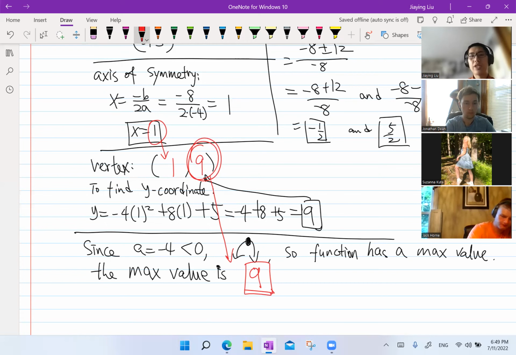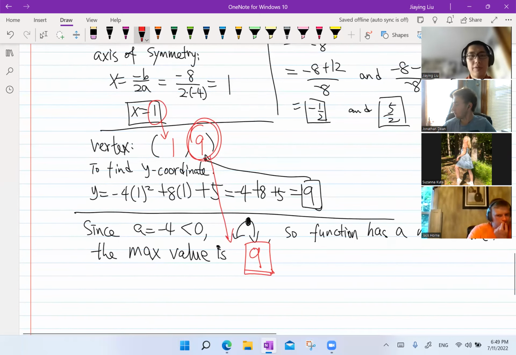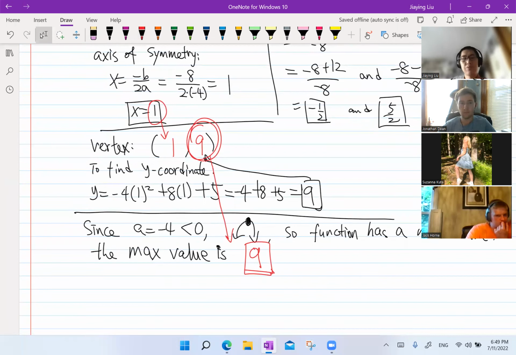So if we know the vertex, we can just directly take the maximum or minimum value out of the vertex. We don't have to do anything. If we have the axis of symmetry, that means we know the x coordinate of the vertex. Any questions about what I did?